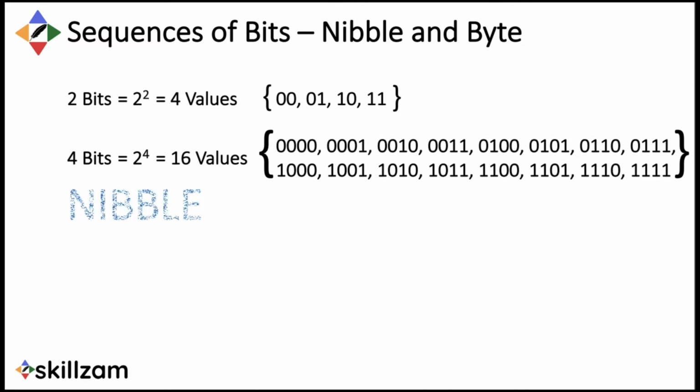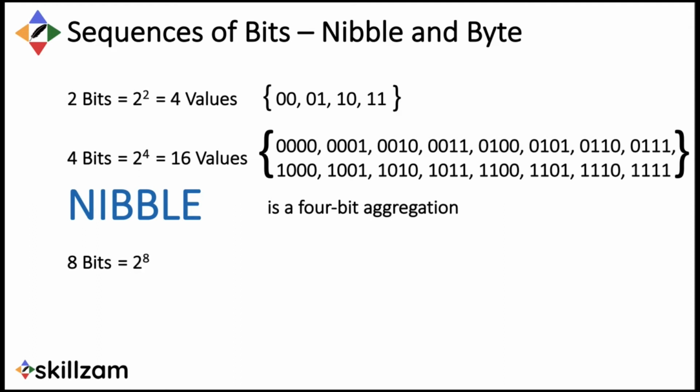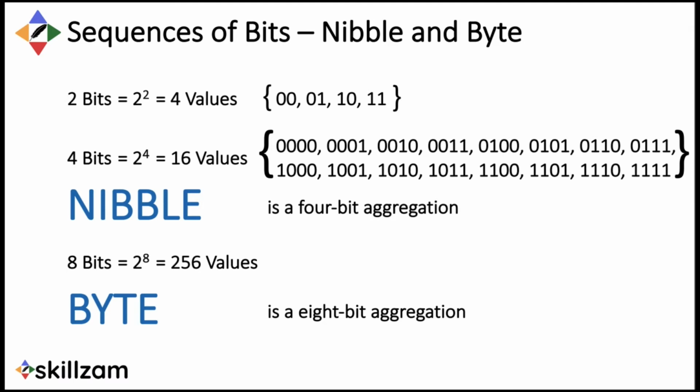4 bits will form a nibble. A sequence of 8 bits can represent 256 unique values. 8 bits is equal to 1 byte. A sequence can represent many things, a number, a character, a pixel. Plus, the same sequence can represent different types of data in different contexts.